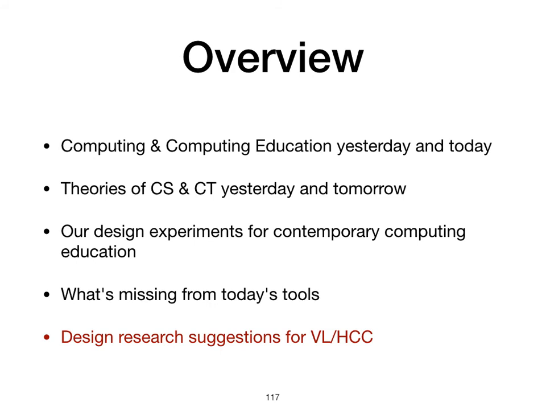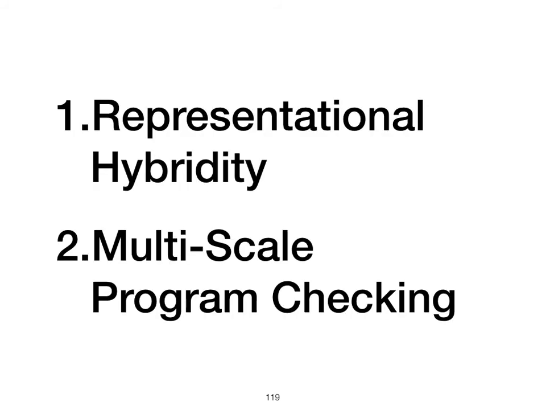This is the last part of my talk, and I'm going to talk about some design research suggestions for researchers on visual languages and human-centered computing. My 2 suggestions are that we start to develop editors that support what I'm calling representational hybridity, and that we imbue these editors with the power to do multi-scale program checking, from small local programs all the way up to distributed systems of programs. Here's what I mean by representational hybridity.